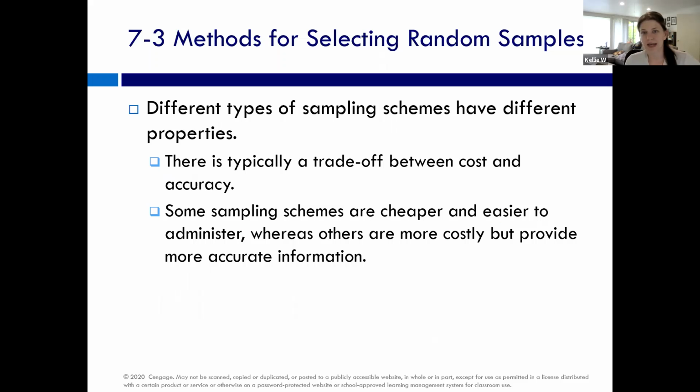So when we select random samples, there's a couple different things we can do. The key takeaways here are that the more accurate or complex or precise your sampling scheme is, the more expensive generally. So there's usually a trade-off between what's simple and affordable, simple and easy, versus what's more robust but takes more labor and is more expensive.